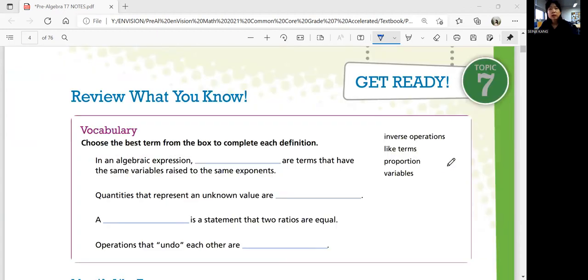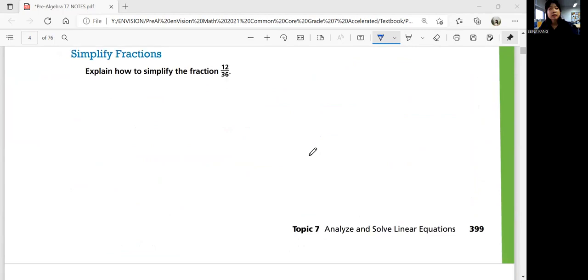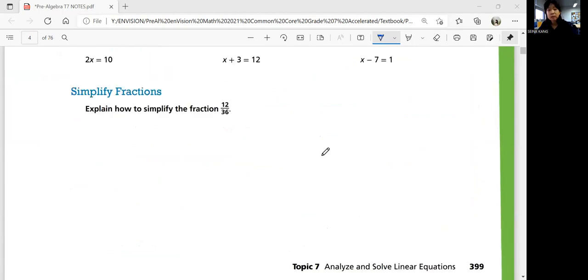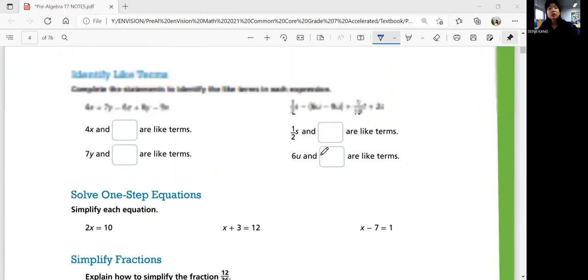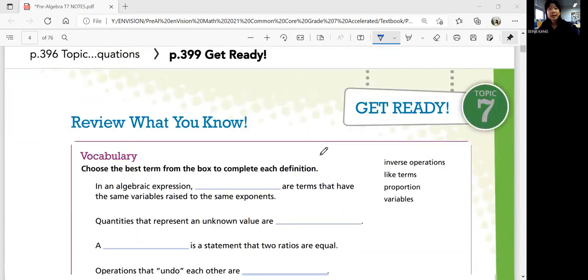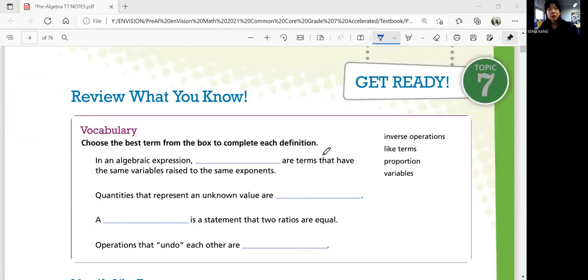If you scroll down, there's topic 7, get ready part. These are the vocabularies and skills that you need for this topic prior to learning them. So on page 399, let's review what we know. Vocabulary: which is the best term for the box to complete each definition. That's number 1, 2, 3, and 4.